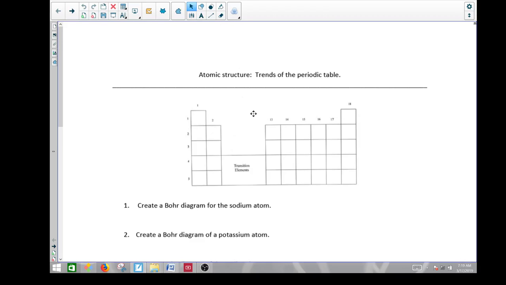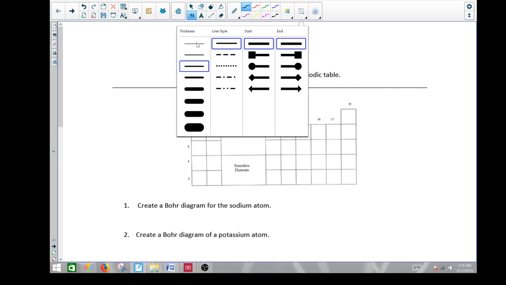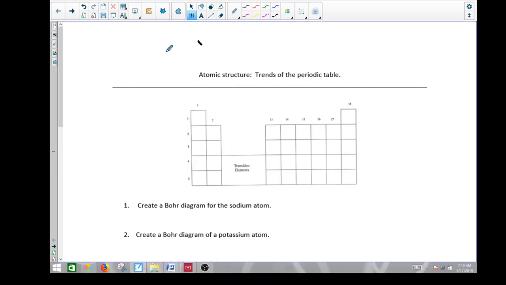Good morning, this is Schweitzer, and we're looking to do an answer key for atomic trends on a periodic table. I consider this to be a concept that shows up pretty much every year. I tend to be under the belief that atomic structure and periodicity of the periodic table is just a means to test students for atomic structure.